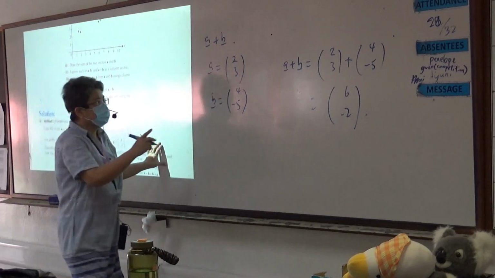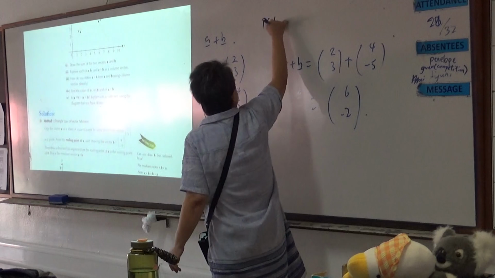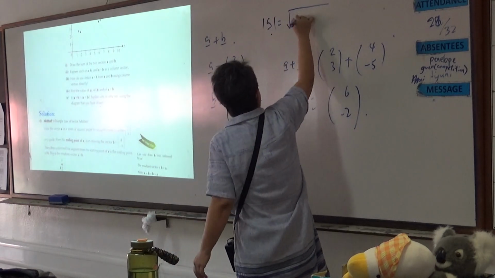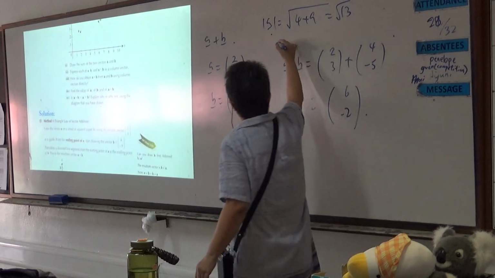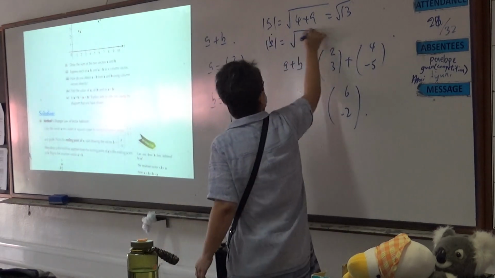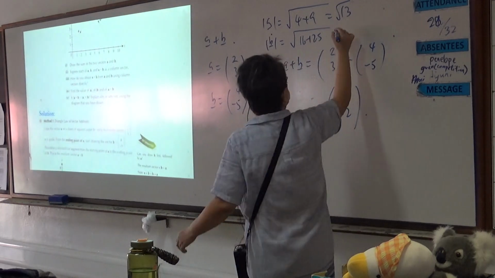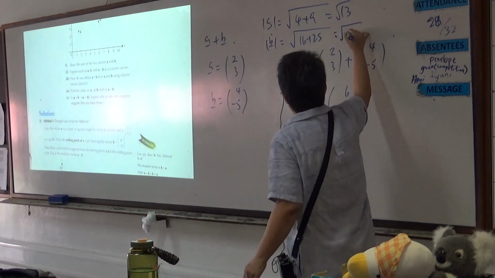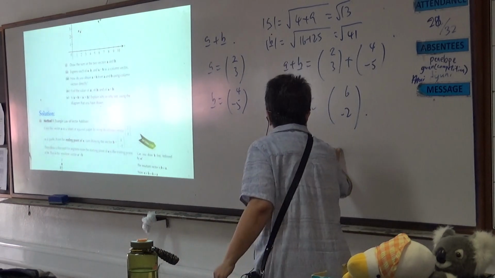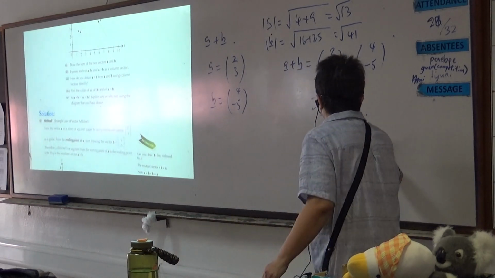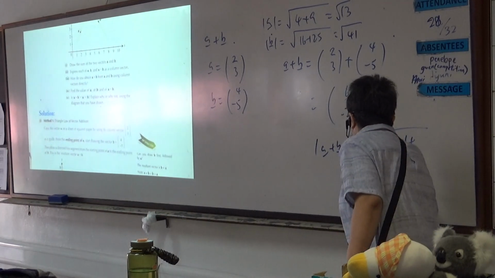Okay. Now I'm going to show this. What is this magnitude of? Magnitude of A will be 4 plus 9. This is root 13, right? How about magnitude B? 16 plus 25, right? So what's this? Root what? 41, right? Okay, what about this? What's the magnitude of A plus B? 36 plus 4, right? This is root 40.